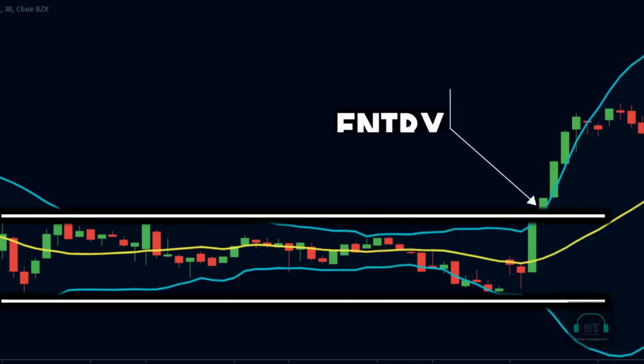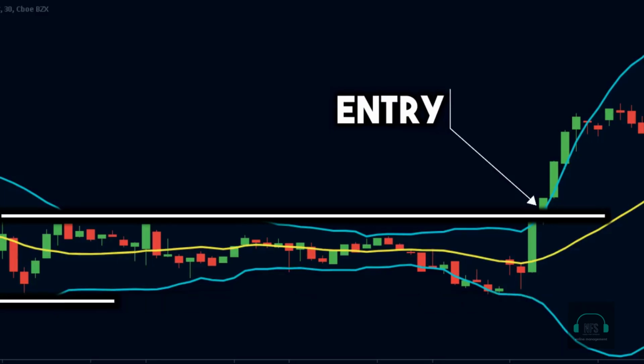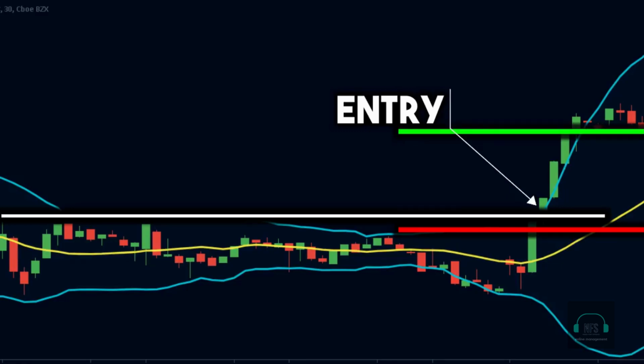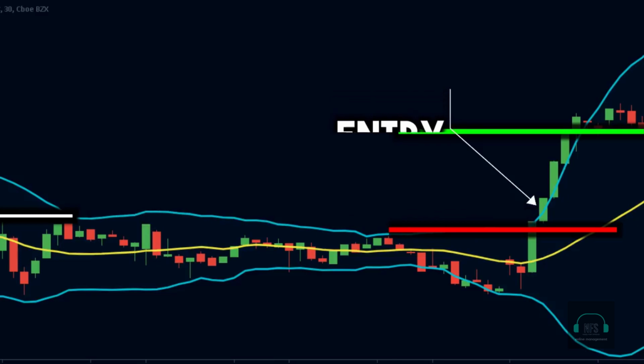Here is our entry. The price breaks the resistance as well as closes above the upper band. We enter here and keep our stop loss below the resistance. For targets, we can exit at 2:1 risk to reward ratio. In this example, the price gave a $120 move to the upside after our entry.